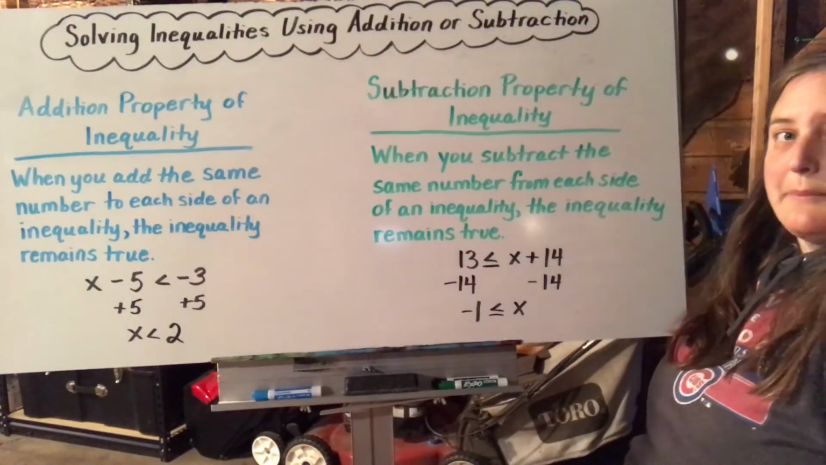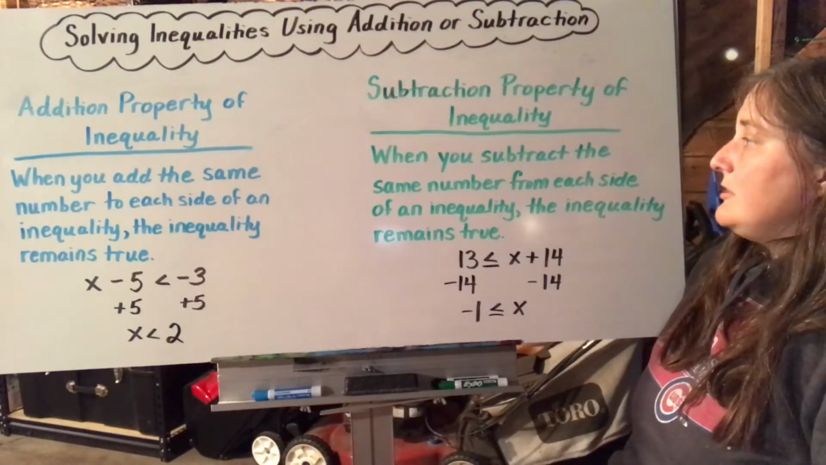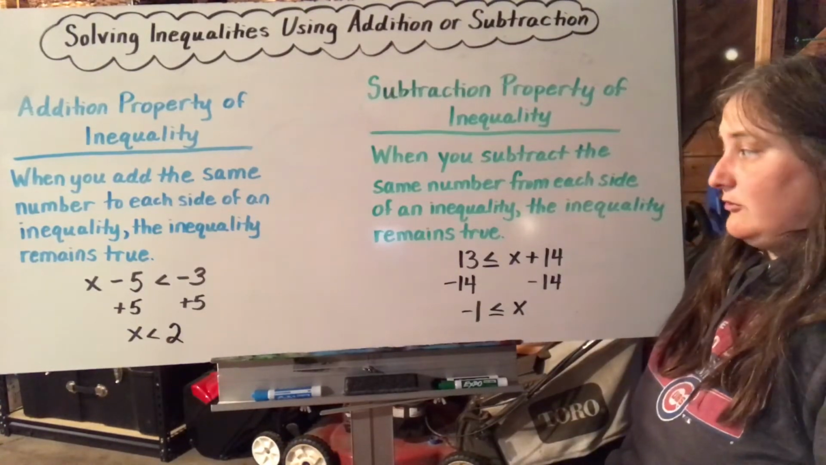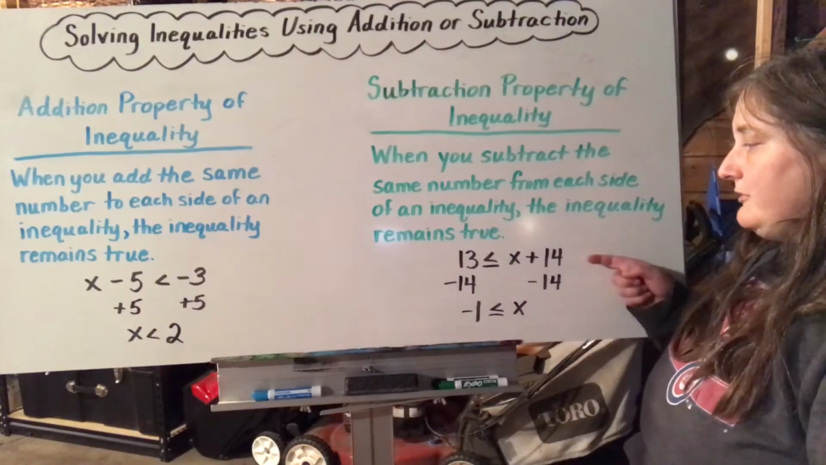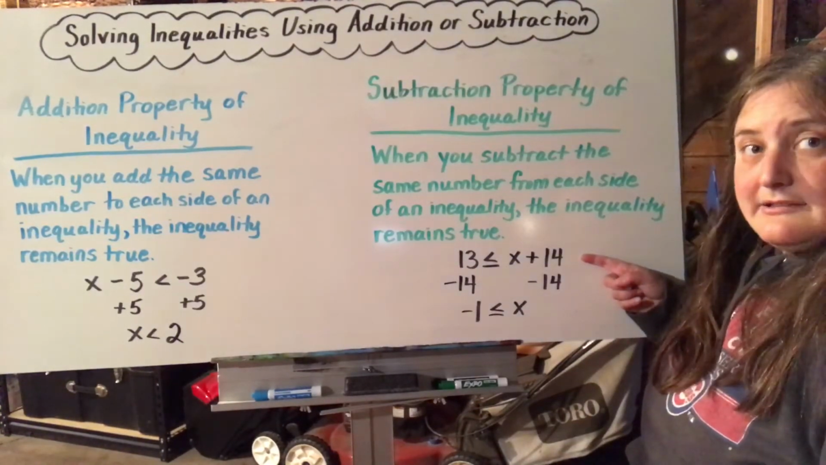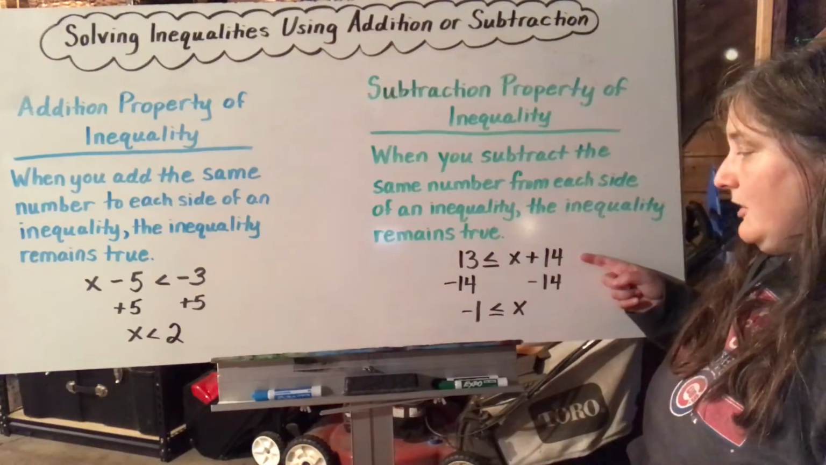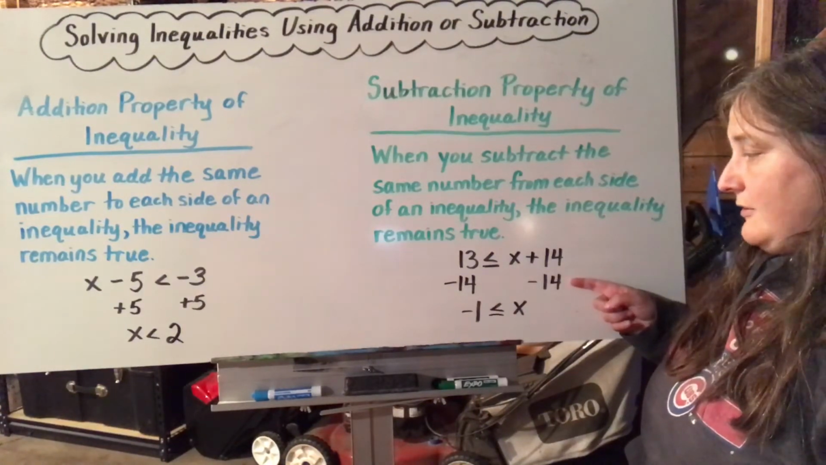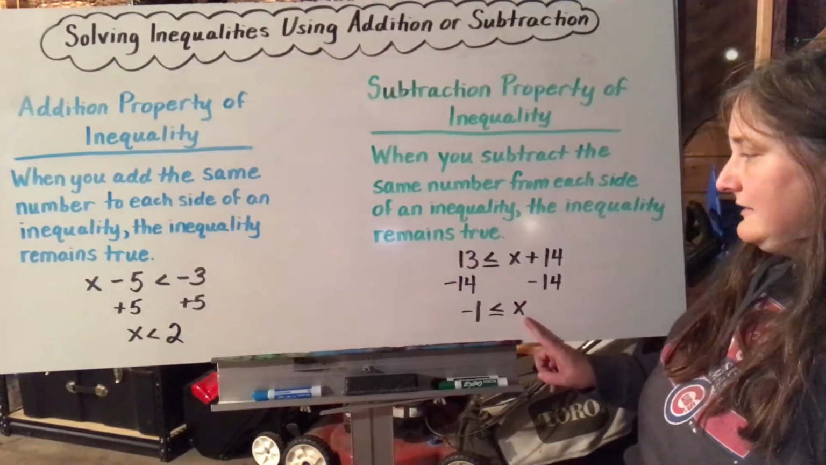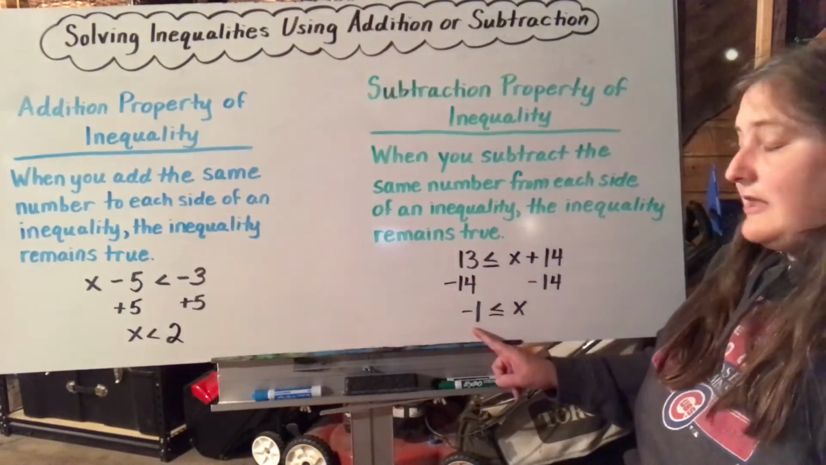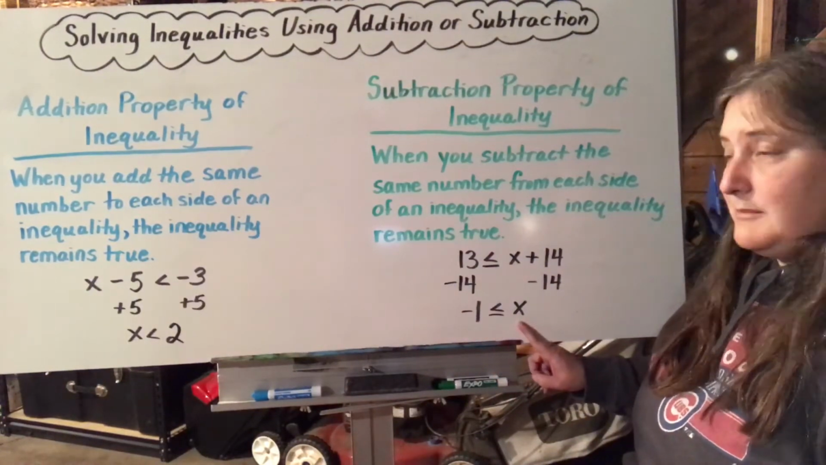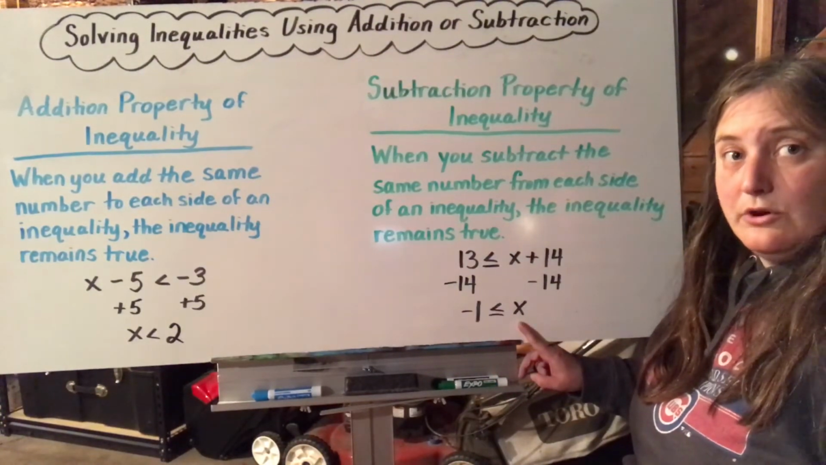The subtraction property of inequality states that when you subtract the same number from each side of an inequality, the inequality remains true. So here I have 13 is less than or equal to x plus 14. To get x by itself, to isolate my variable, I will subtract 14 from each side to keep everything balanced. I'll have x on this side, and 13 minus 14 leaves me with negative 1. So the solution set for this inequality is the value x can be anything that is greater than or equal to negative 1.